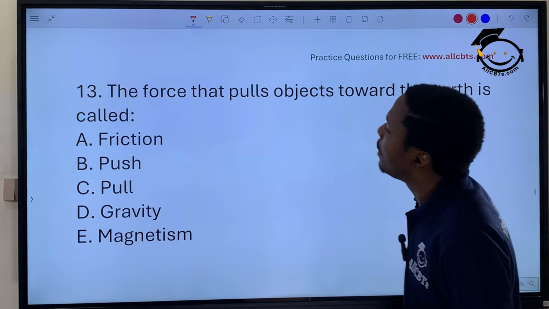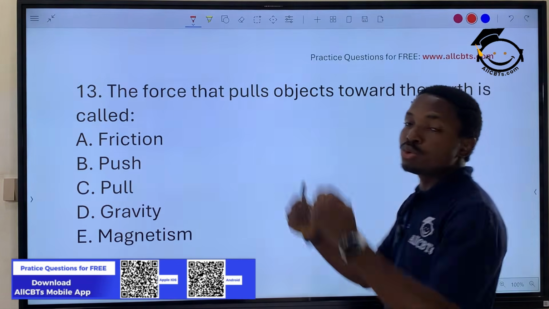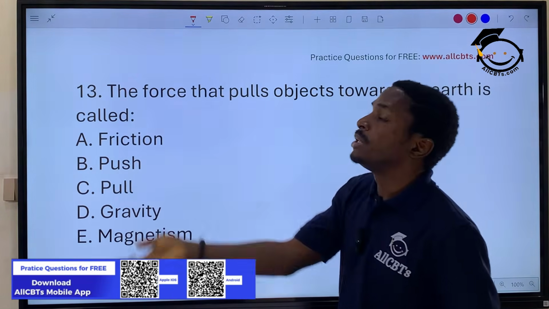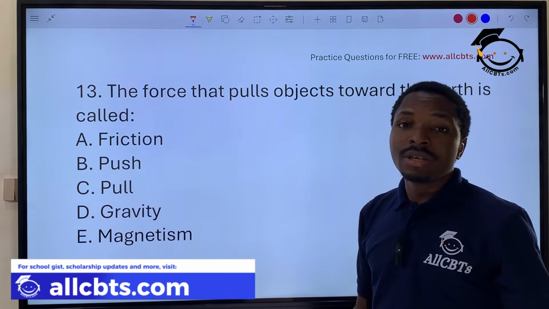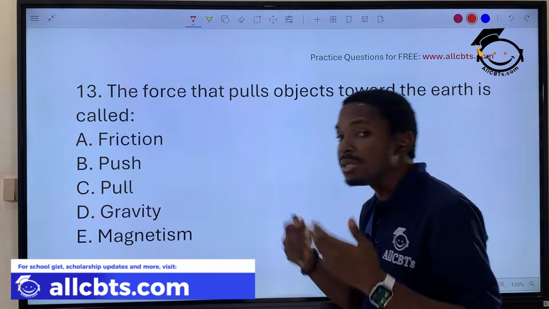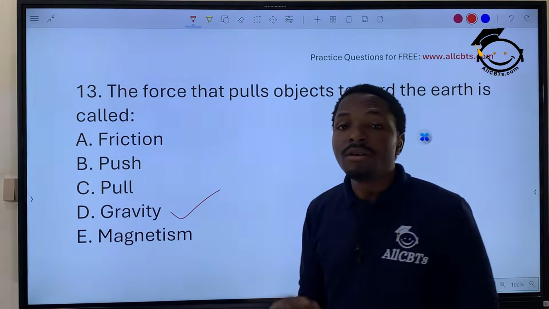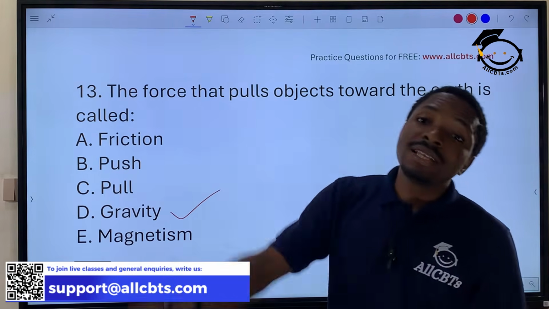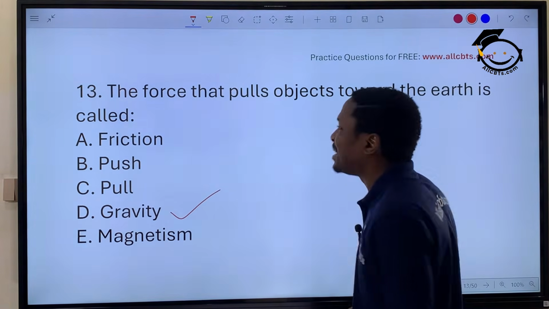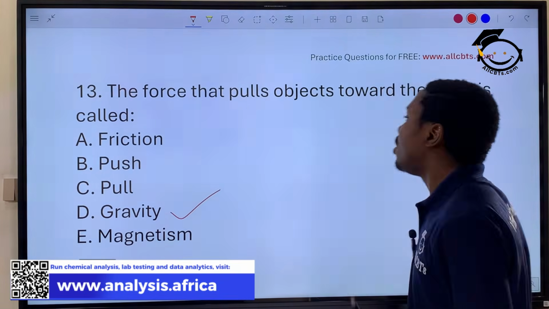The force that pulls objects towards the earth. Right now, if I throw this pen off, see there is a force that pulls it down. You can see the force, invisible force. It's called gravity. And the law of gravity simply says that anything that goes up must come down, right? Except there is an opposing force to keep it up.